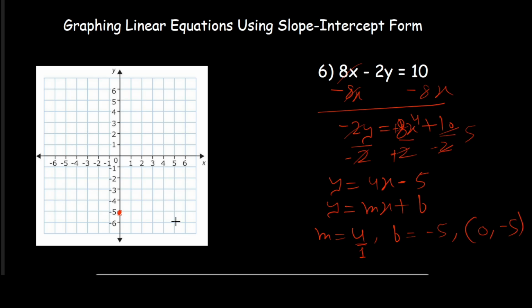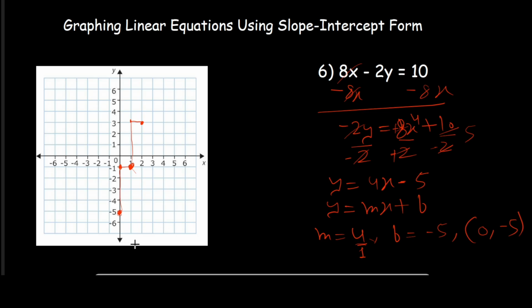So we have to move 4 units from this point upward. So we reach 1 here. And from this, we have to move 1 unit to the right, because in the denominator we have 1. So our next point is this. Now repeat the same process. Move up 4 units. We reach here, and 1 unit from this point to the right.